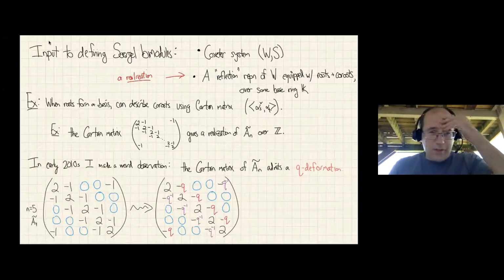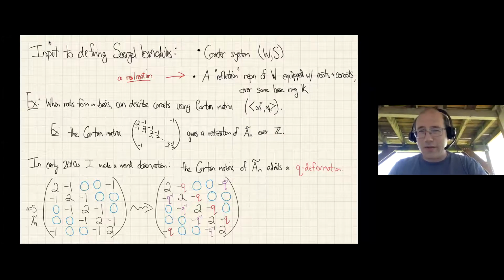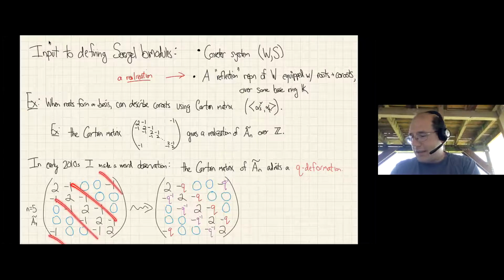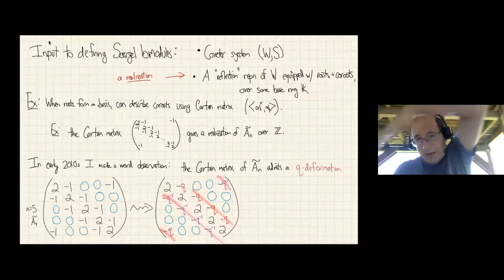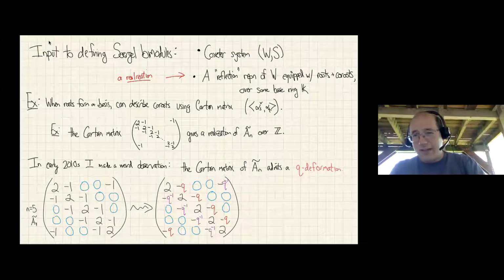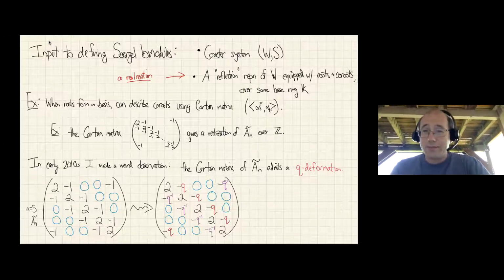So about 10 years ago, I made this very weird observation, and I kind of just pulled it out of nowhere. You can Q-deform the affine Cartan matrix in type A. If you take all the -1s on the off diagonals and replace them with -q's and -q inverses, depending on whether you're above or below the diagonal, instead of in a cyclic way, then you end up with something that's still a Cartan matrix of a reflection representation of the affine Weyl group. It's a Q-deformed reflection representation.